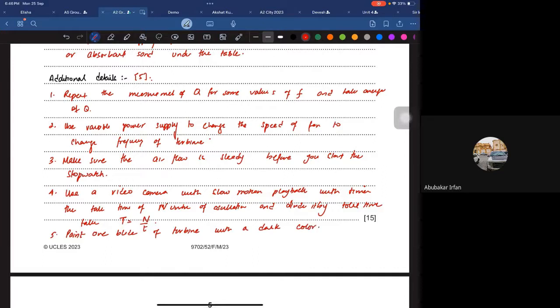So paint one blade of the turbine with a dark color. So when it completes, you know. Do you guys understand what I'm saying?